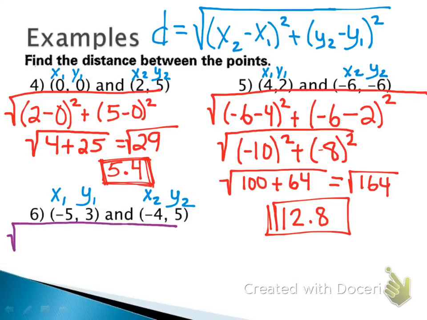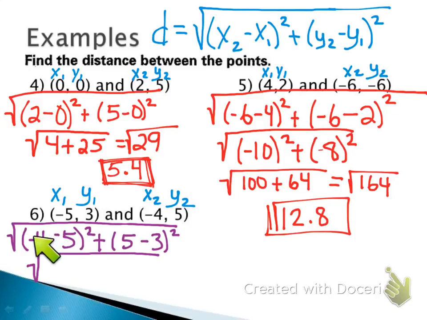All right, what is my x2? Minus my x1. Very good. Square it. Plus, what is my y2? Minus, what is my y1? Square it. Good. Now, signs are tricky here. What's -4 minus -5? 1. So I have 1 squared plus, what is 5 minus 3? 2, so that's going to be 2 squared.